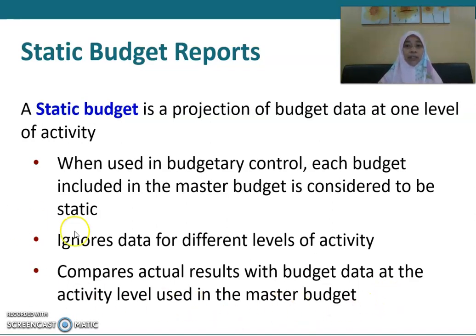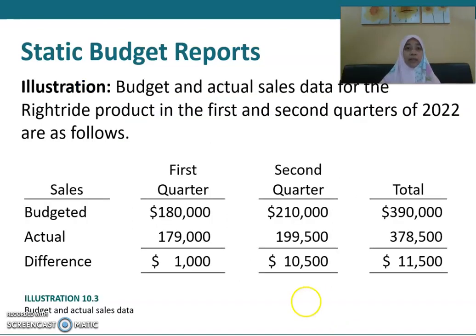Then you compare actual results with the budget data at the activity level used in the master budget. Whatever level of activity you have used in the master budget will be used to compare between your actual and your plan results.